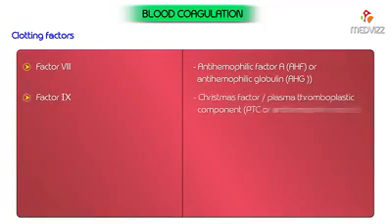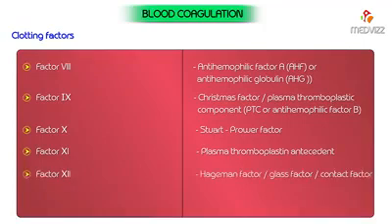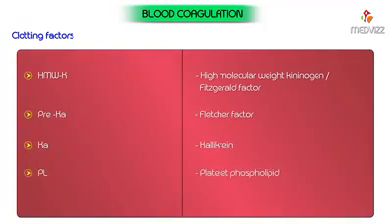Factor 9 is Christmas factor or plasma thromboplastic component. Factor 10 is Stewart-Prower factor. Factor 11 is plasma thromboplastin antecedent. Factor 12 is Hageman's factor or glass factor, also known as contact factor. And factor 13 is fibrin stabilizing factor. High molecular weight kininogen, also known as Fitzgerald factor, prekallikrein or Fletcher factor, kallikrein, and platelet phospholipids.